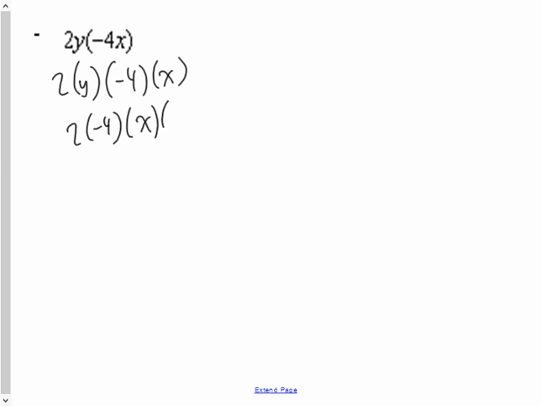In 2y times -4x, I got 2 times y, which is 2y, multiplied by -4 times x, will become 2 times negative 4 times x times y. I'm going to rearrange my terms so they're in alphabetical order because we were told to do that. Then I'm going to end up with negative 8xy. Now, if you had yx, you have to rearrange your terms within your monomial to be alphabetical, and that's your answer.